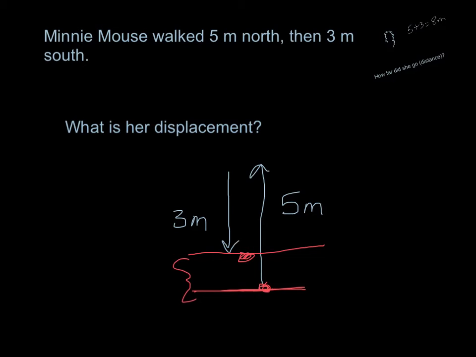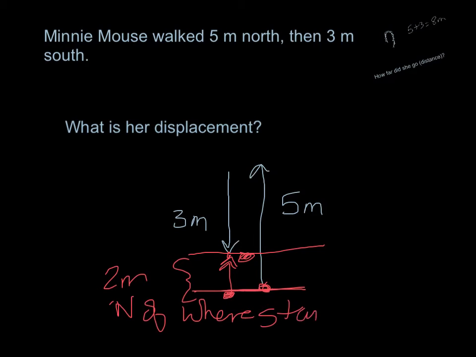Okay? So we want to know what this distance is. This is like that segment addition stuff that you did in geometry. So 3 plus what is 5? Oh, look, she is 2 meters. Now we have to give a direction. We're going to connect where she started to where she ended. She's 2 meters north of where she started. That's basically how we would do it. Easy enough? Well, they do get more complicated, sorry.